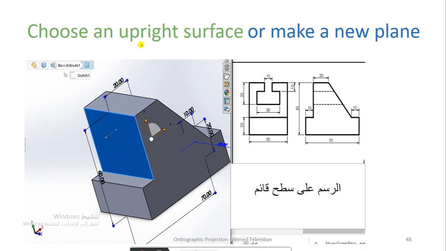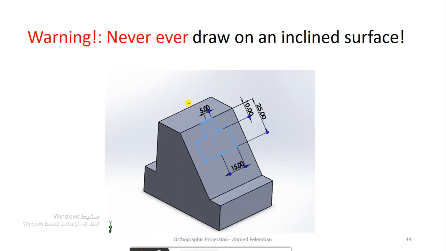So you have to choose either an upright surface like here, or make a new plane and draw this T, then make an extrude cut from this plane. But don't draw on a curved surface or inclined surface. Never ever do that.